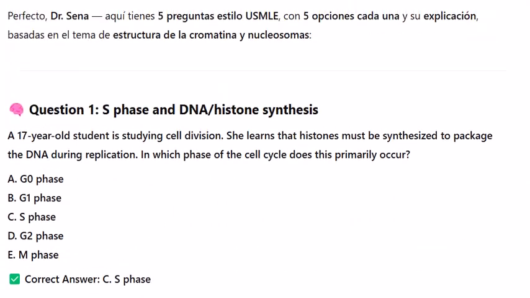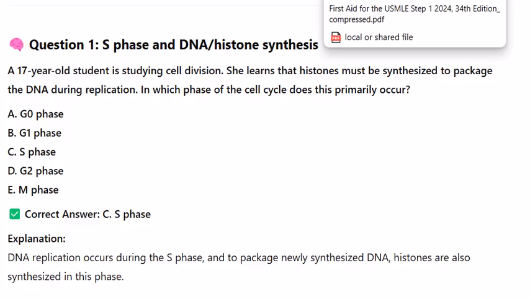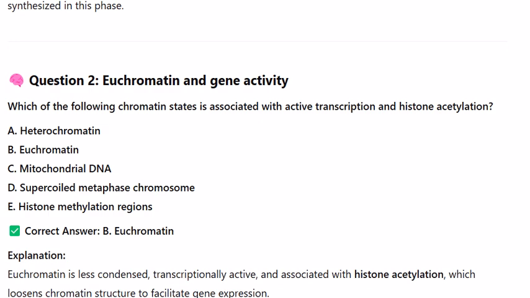A 17-year-old student is studying cell division. She learns that histones must be synthesized to package the DNA during replication. In which phase of the cell cycle does this primarily occur? A. G0 phase. B. G1 phase. C. S phase. D. G2 phase. E. Correct answer. Explanation: DNA replication occurs during the S phase, and to package newly synthesized DNA, histones are also synthesized in this phase.